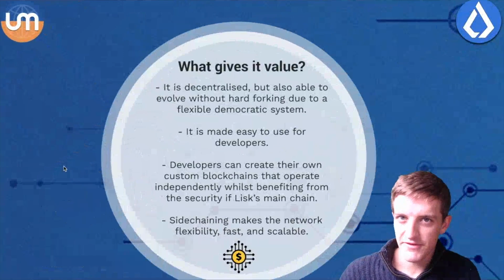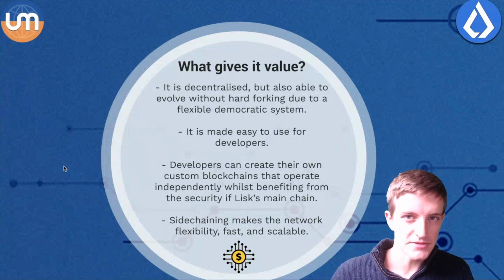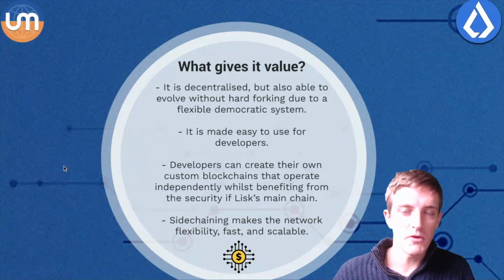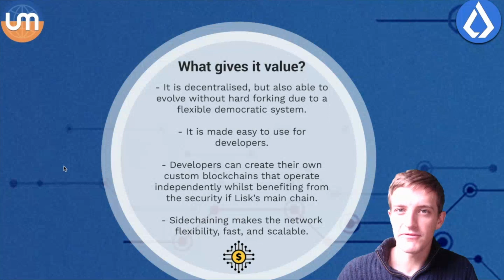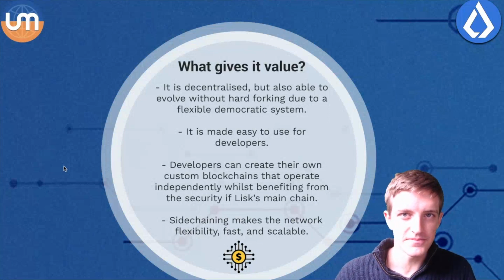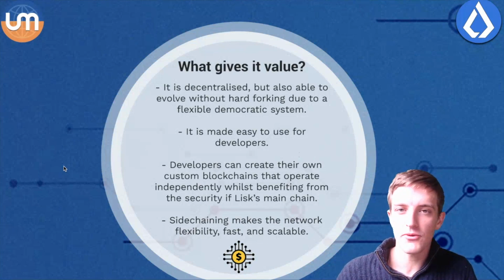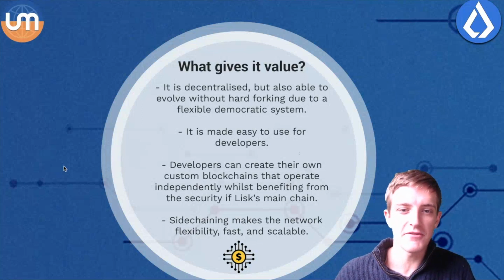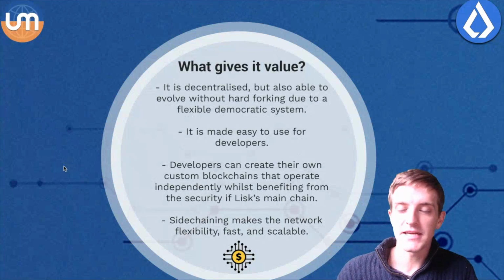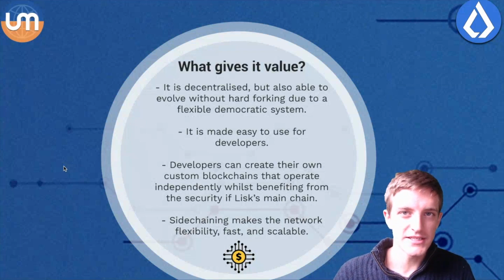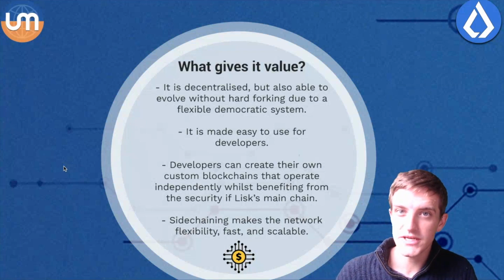So what gives Lisk value? Well, it is decentralized, but it is also able to evolve without hard forking due to a flexible democratic system. And it is made easy for developers to use, as well as developers being able to create their own custom blockchains that operate independently whilst benefiting from the security of Lisk's main chain. And sidechaining makes the network flexible, fast, and scalable, which is pretty important.